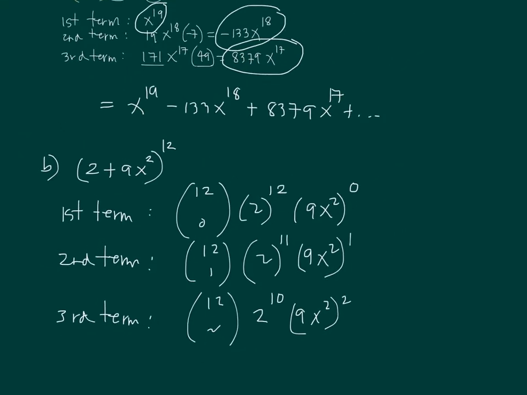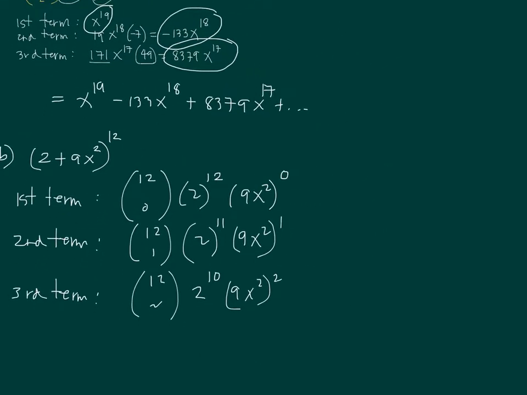Then what you need to do is just simplify each term. So again, this is 1, this is 1, so you have 2 to the 12, and 2 to the 12 is 4096, so that's the first term. This is 12 times 2 to the 11 times 9 to the 1, which is 9.